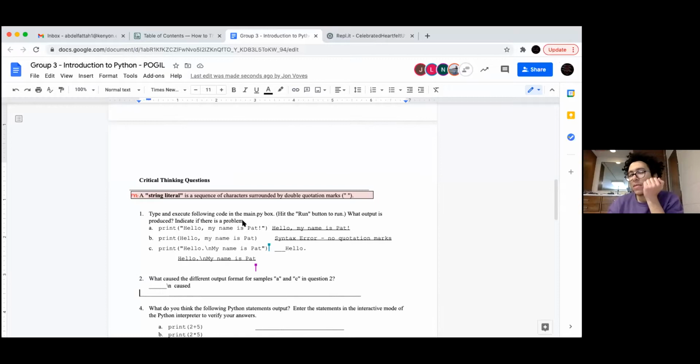Yeah, what's up? For part one, part C, it is print hello \n my name is Pat. Is this a semantic error? Because if I want to print \n, my name is Pat, as an output, are we supposed to say semantic error or not? No, it should work. Didn't it work for you? It did. It worked.